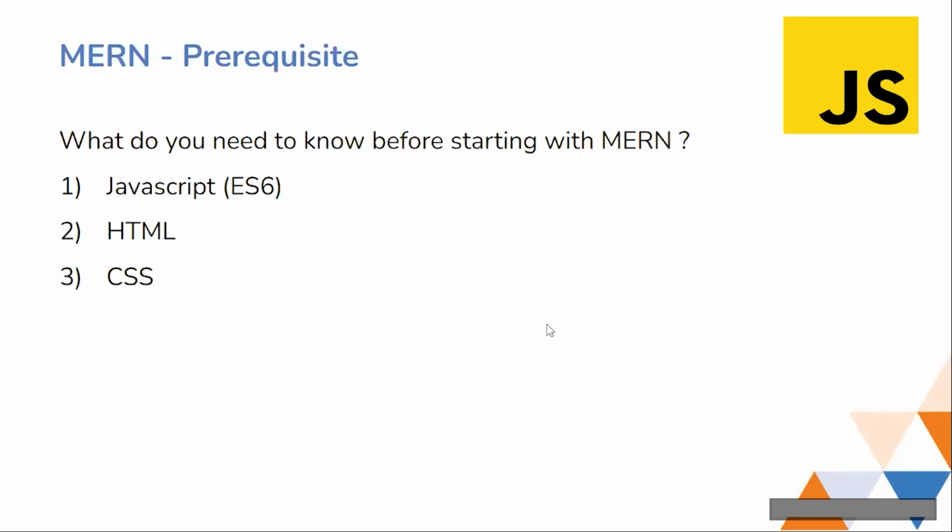So what technologies should you know before starting into MERN stack? First, you should have a good understanding of JavaScript and ES6 in particular. In ES6, you should know concepts like spread operator, arrow functions, promises, async, await, and let and const. Once you have a good understanding of this, you will be able to easily understand the concepts of React and Node.js. Then you also need an understanding of HTML and CSS.